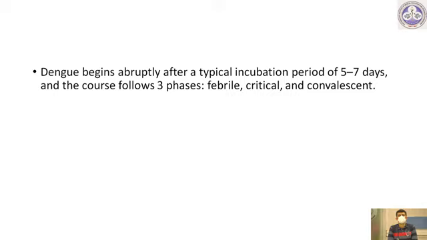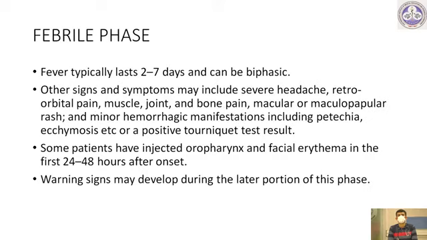Dengue begins abruptly after a typical incubation period of 5 to 7 days, and the course follows 3 phases, which are febrile, critical, and convalescent. What is the febrile phase? The febrile phase typically lasts 2 to 7 days and can be biphasic. Other signs and symptoms may include severe headache, retroorbital pain, muscle, joint, and bone pain, macular or maculopapular rash, minor hemorrhagic manifestations including petechiae, ecchymosis, etc., or a positive tourniquet test result.